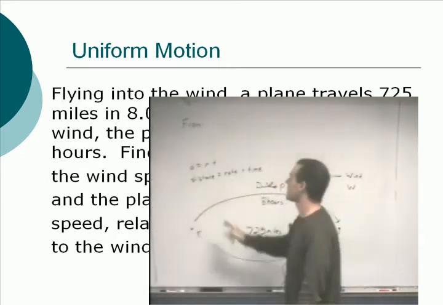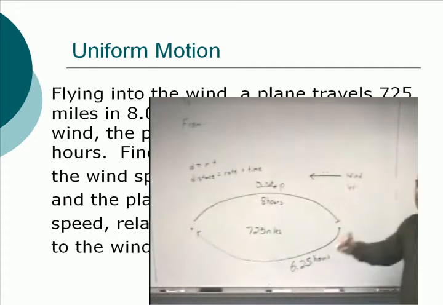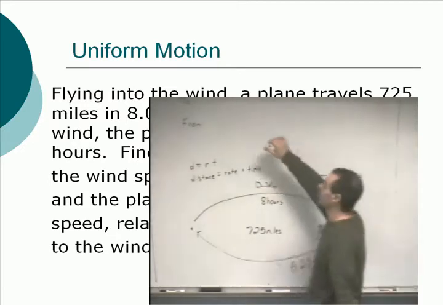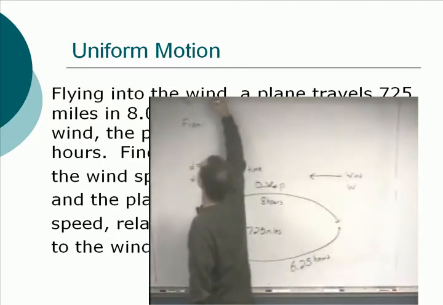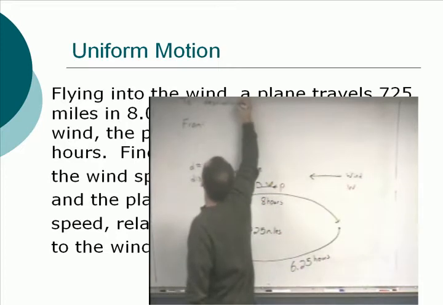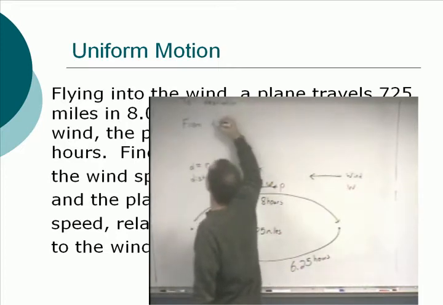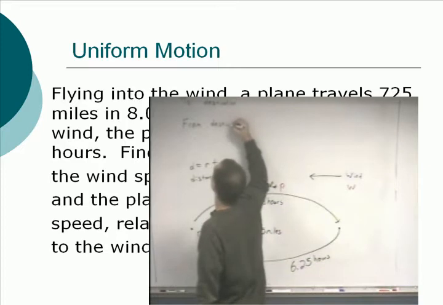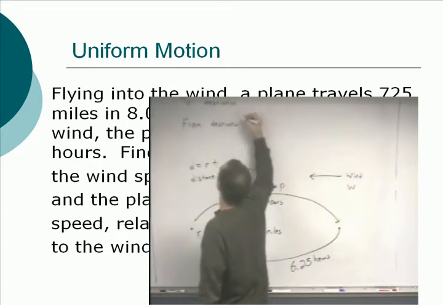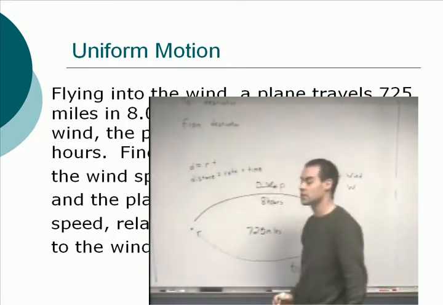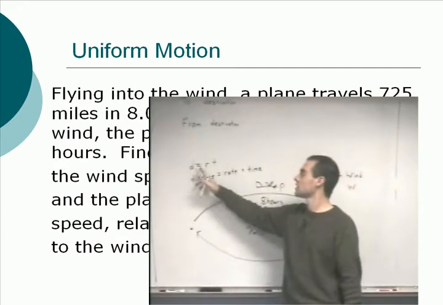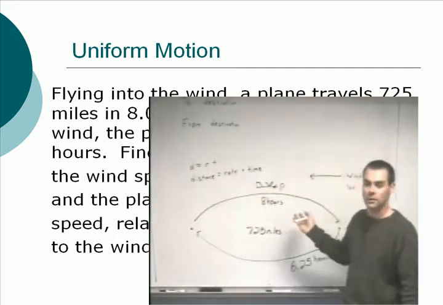So let's write the distance equals rate times time equation for the trip out. To our destination. And from our destination. So to our destination, all we're going to do is take distance equals rate times time and fill it in for each case.